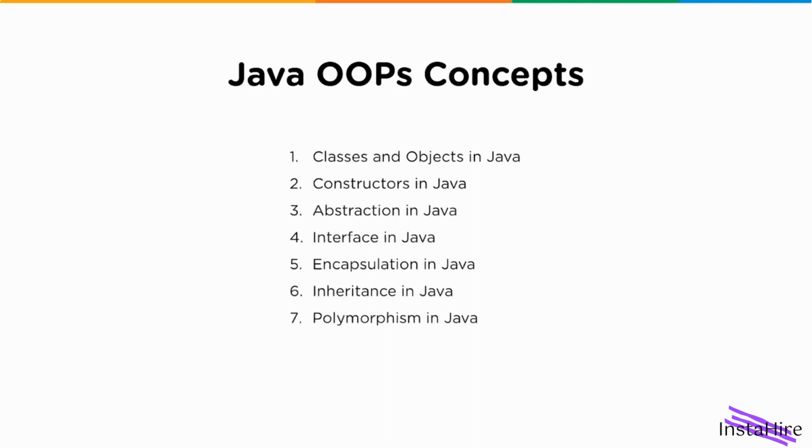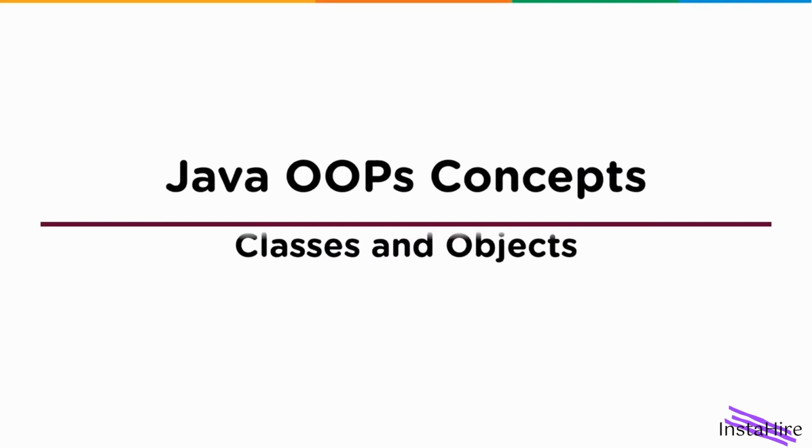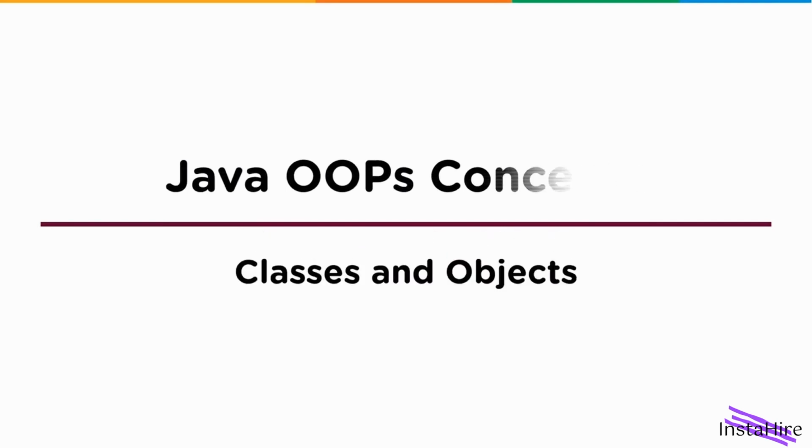So first we will understand what exactly is a class and then the objects in Java. Followed by that, we will have a briefing about constructors in Java. Next, we will start with the core concepts of object-oriented programming, which are abstraction, interface, encapsulation, inheritance, and polymorphism. Now, without further ado, let's quickly get started with classes and objects in Java.